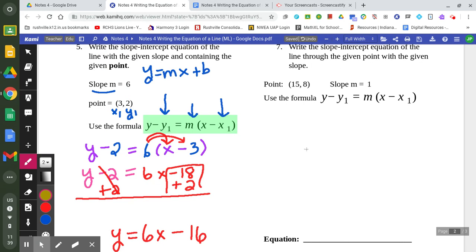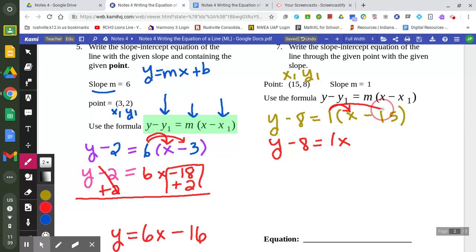Number 7 again is the same kind of problem. I've got x1, y1. So y minus, and my y1 is 8, equals, my slope is 1 times x minus, and my x1 is 15. So then I'm ready to begin trying to solve for y. So y minus 8 equals, and then I do my distributing. 1 times x is 1x. 1 times negative 15, negative 15.